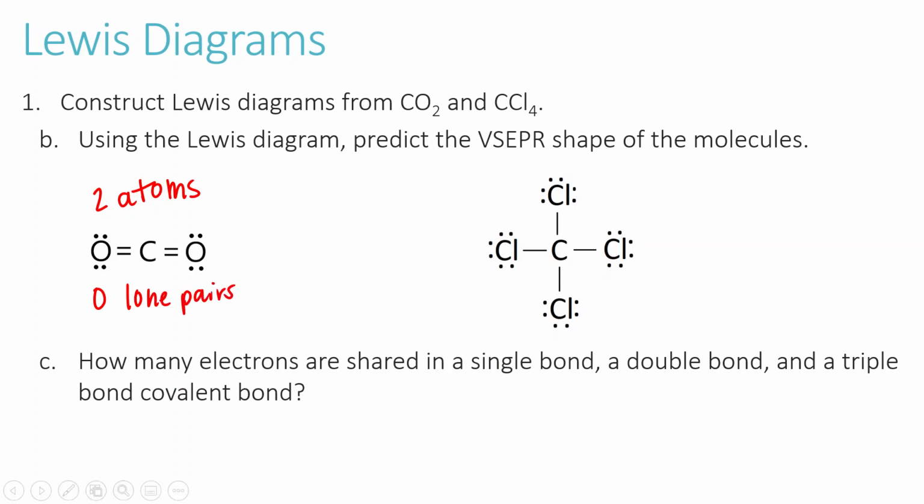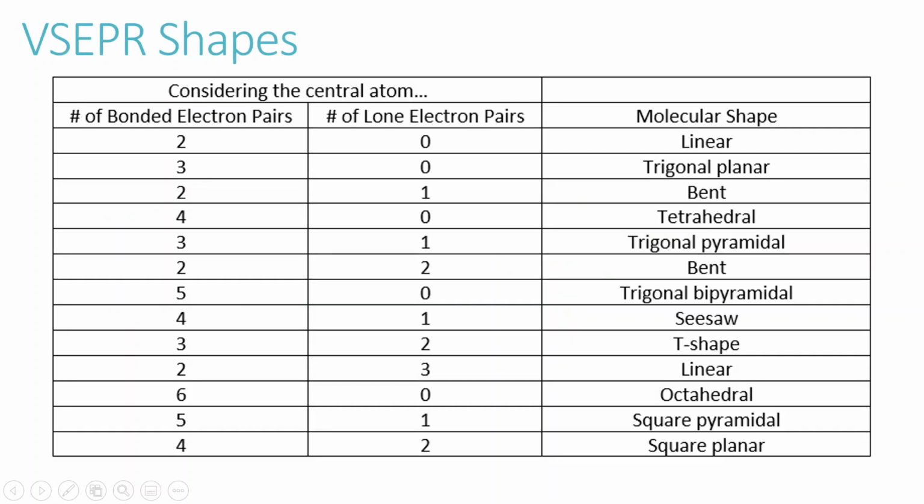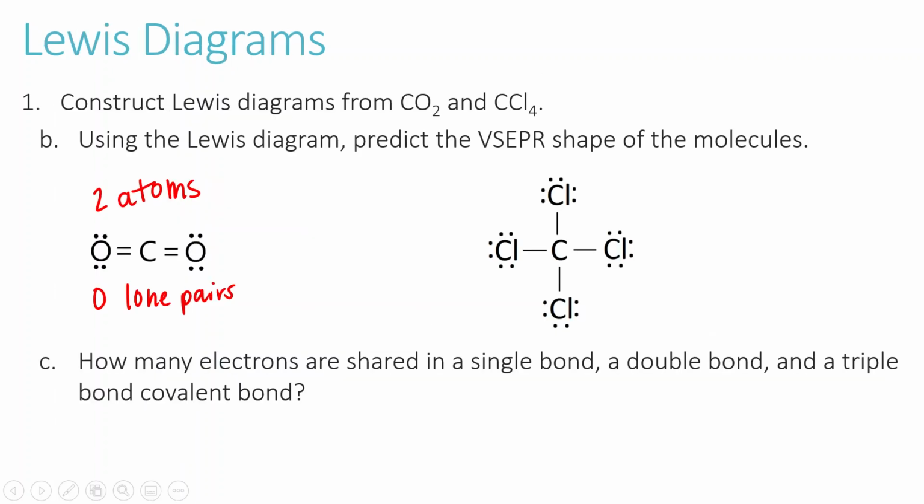Now we need to look at our VSEPR chart and identify what shape is going to correspond to those values. So 2 bonded pairs and 0 lone pairs, the shape is linear.